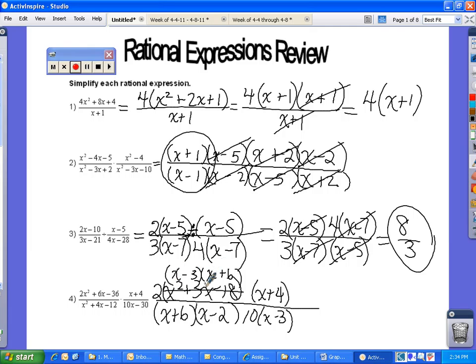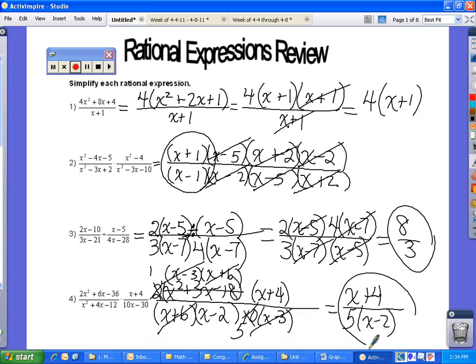And now I can go ahead and cancel. I have an x plus 6 here and an x plus 6 here. I have an x minus 3 here and an x minus 3 here. So basically, and then I have my 10 and my 2, which I can cross cancel to get 1 and 5. So I'm left with, on the top, I'm left with x plus 4. And on the bottom, I am left with 5 times x minus 2. Alright, moving on.